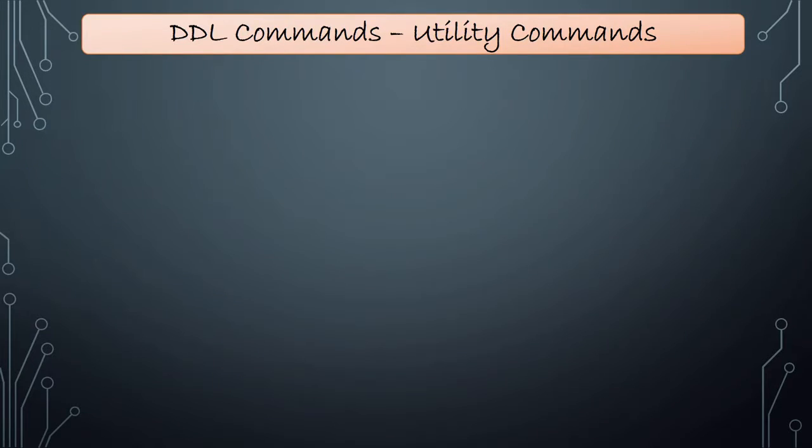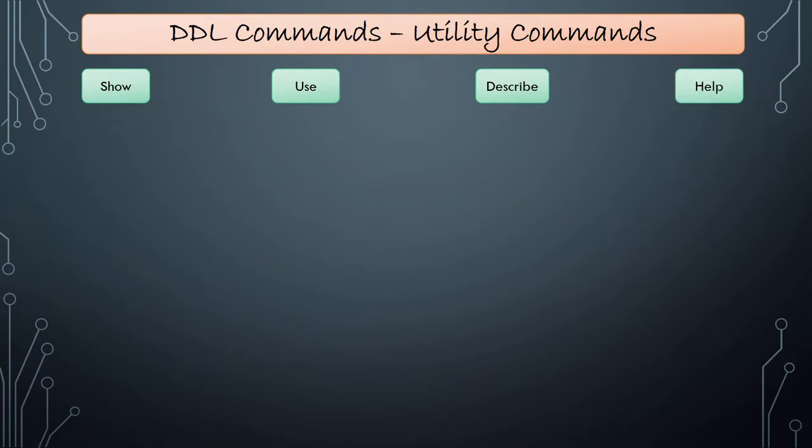Now in today's session we are going to start with DDL commands. As we all know that DDL is data definition language commands, and in this we are having utility commands. As we all know that we are having 4 types of utility command in our syllabus, which are show, use, describe and help. Now what is the purpose of show in MySQL? Show is basically used to display databases and tables on our compiler. So we are using show to display databases and tables.